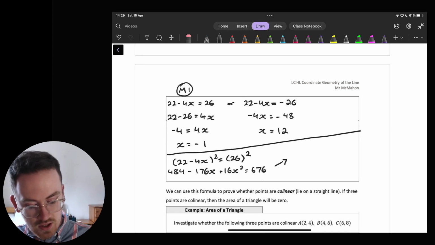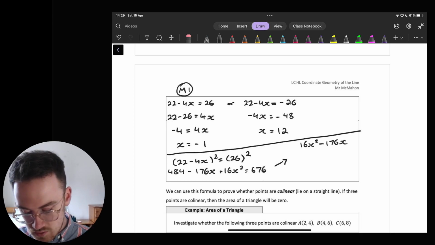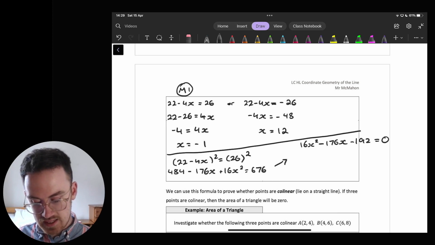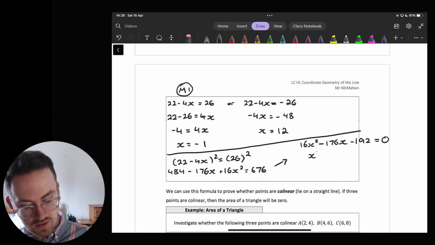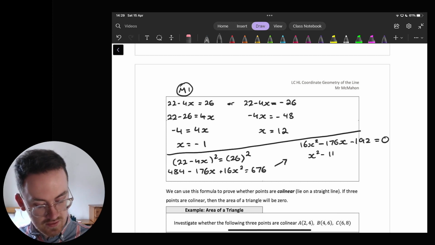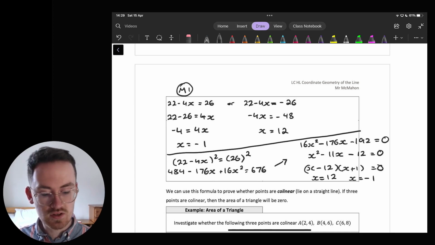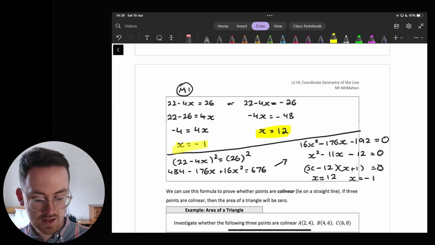So if I take it up here, 16x squared minus 176x, and let's bring that over, 484 minus 676, minus 192. Now we're going to see, is there anything that we can divide across by to make this an easier calculation for ourselves? And there is. We can divide across by 16. We get x squared minus 11x minus 12 equals 0. That gives me x minus 12, x plus 1. And I get that x is equal to 12 and x is equal to minus 1. That's my two answers, and as expected, those are the two answers that we had here as well.